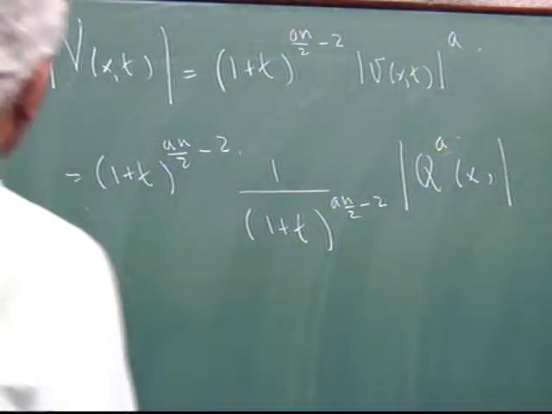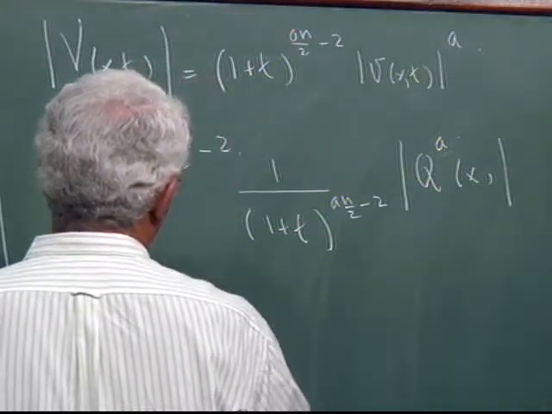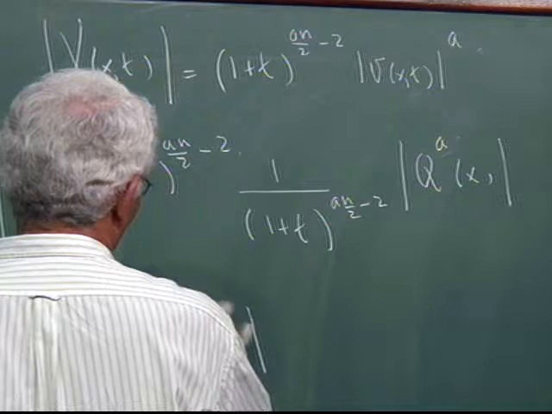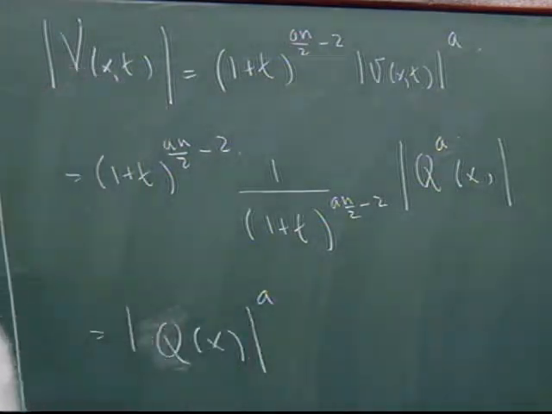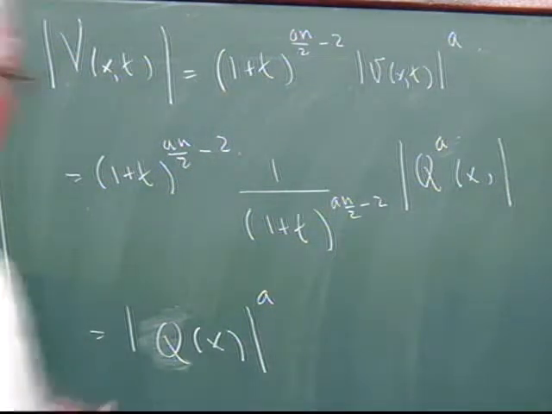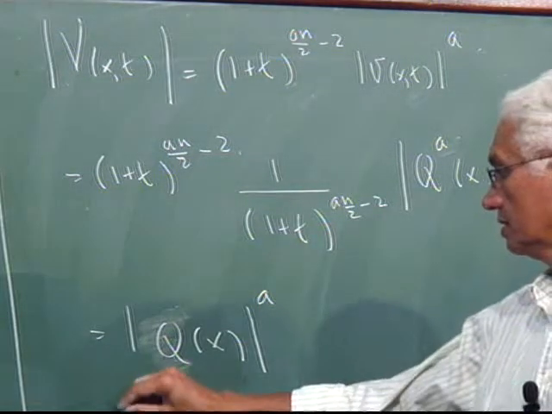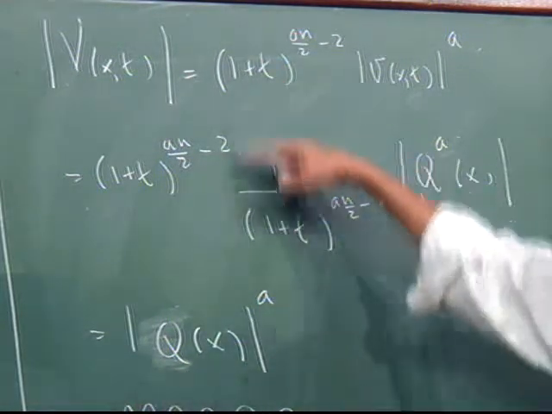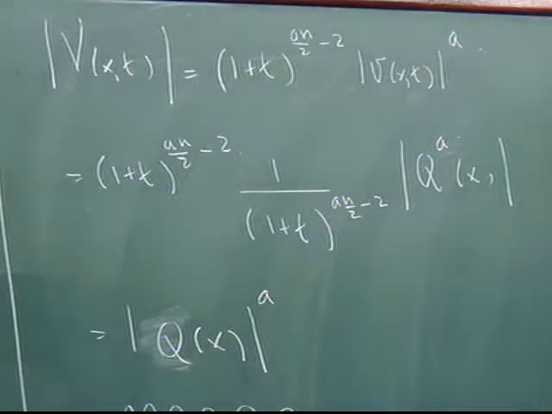You take power of n. Because these two cancel, and this is q of a of x. Or you can write it like this. Whenever you want to write it like this or the other way around, it doesn't make any difference. Now you have a potential. What do you know about this potential? This is your potential. What do you know about this function q that decays like this?